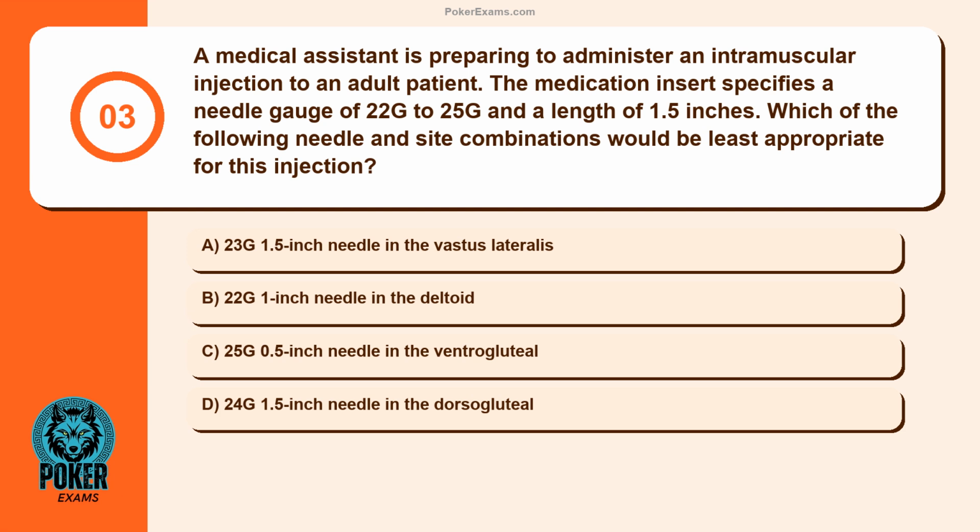Question 3. A medical assistant is preparing to administer an intramuscular injection to an adult patient. The medication insert specifies a needle gauge of 22G to 25G and a length of 1.5 inches. Which of the following needle and site combinations would be least appropriate for this injection? 23G 1.5-inch needle in the vastus lateralis, 22G 1-inch needle in the deltoid, 25G 0.5-inch needle in the ventrogluteal, 24G 1.5-inch needle in the dorsogluteal.